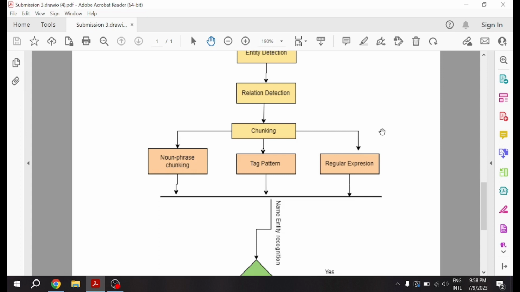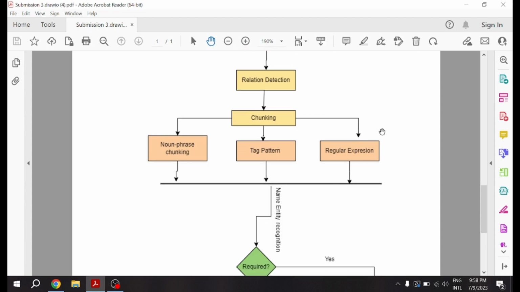There are some techniques for chunking. These techniques are interrelated and can be used in combination to extract specific information from text data. Noun phrase chunking specifically focuses on identifying and extracting noun phrases from a sentence. A noun phrase consists of a noun and any modifiers such as adjectives, determiners, or prepositional phrases that are associated with it.